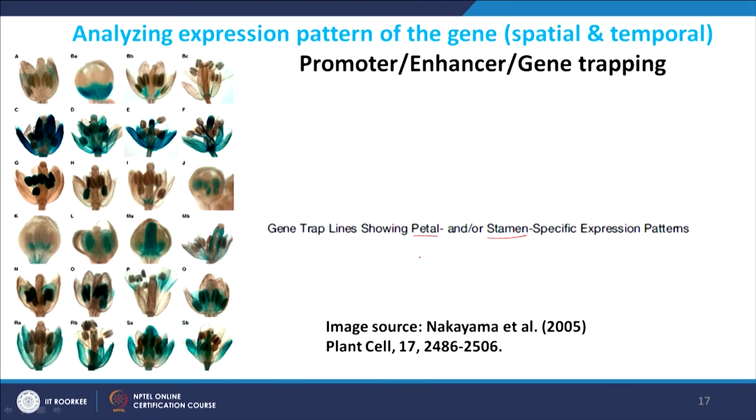So a large number of gene trap lines have been generated, and if you look at these lines, they have different expression patterns. Some are specifically expressed in the petal, some specifically in the stamen, and some in both petals and stamens. Then you can map this gene, identify it, and take it for further functional study.